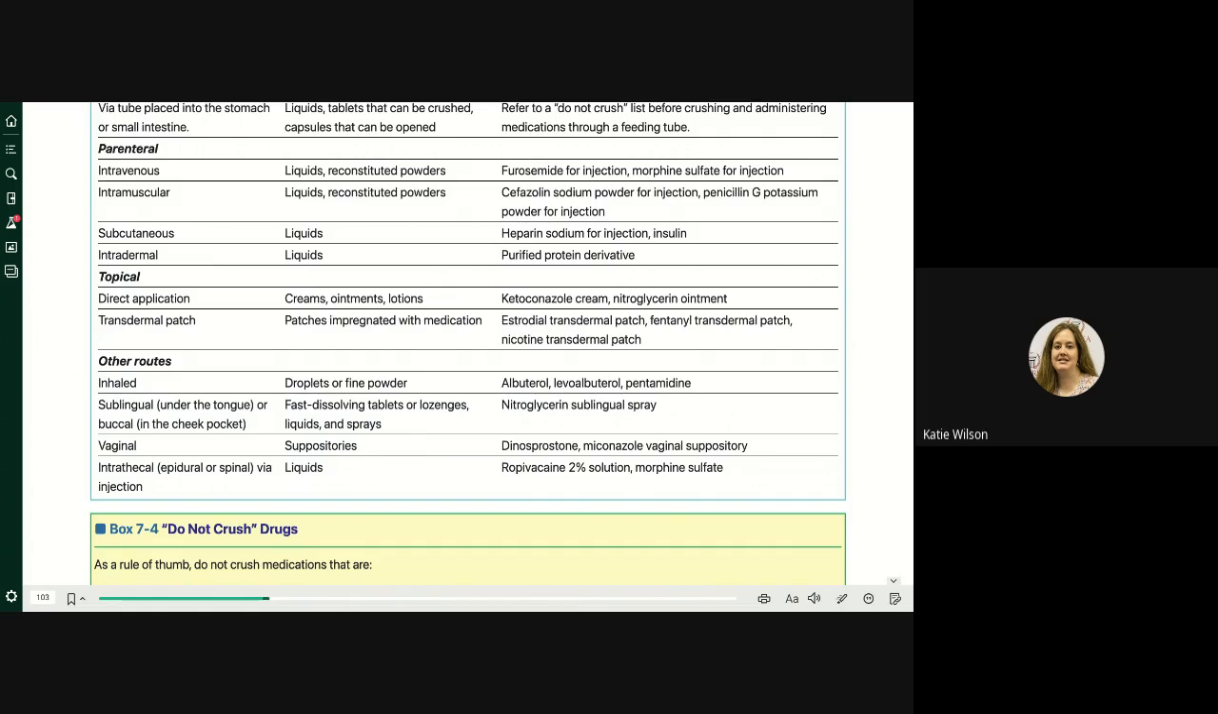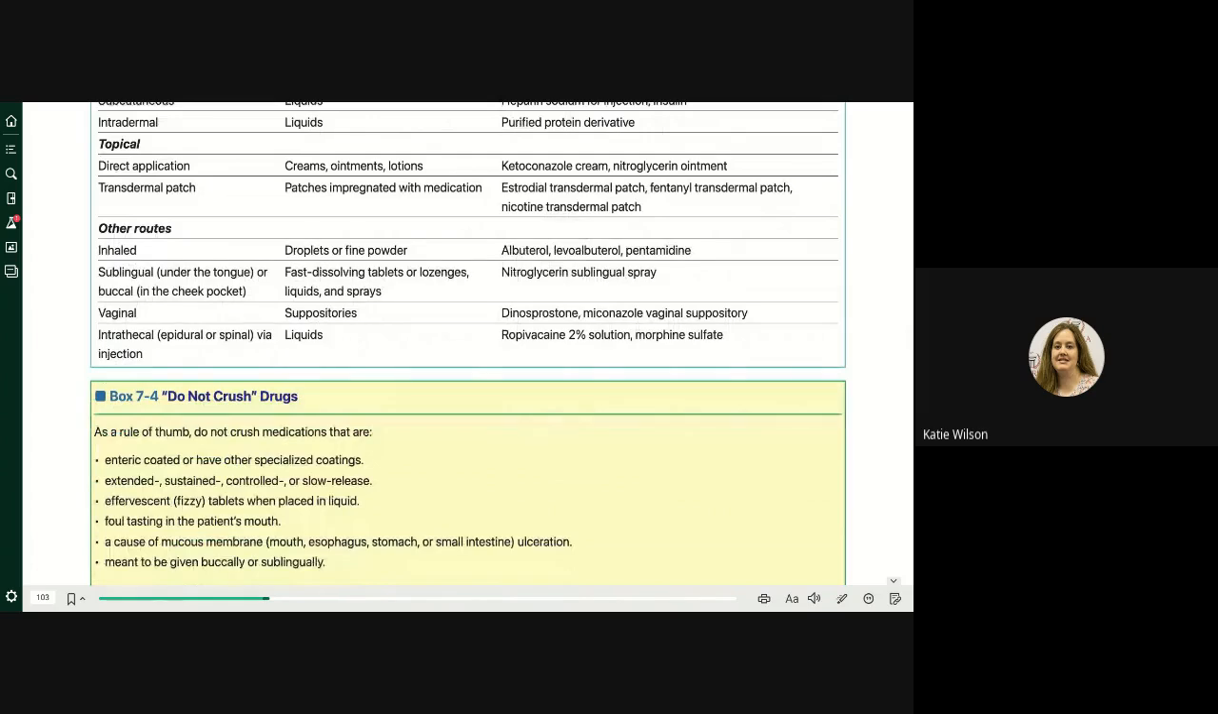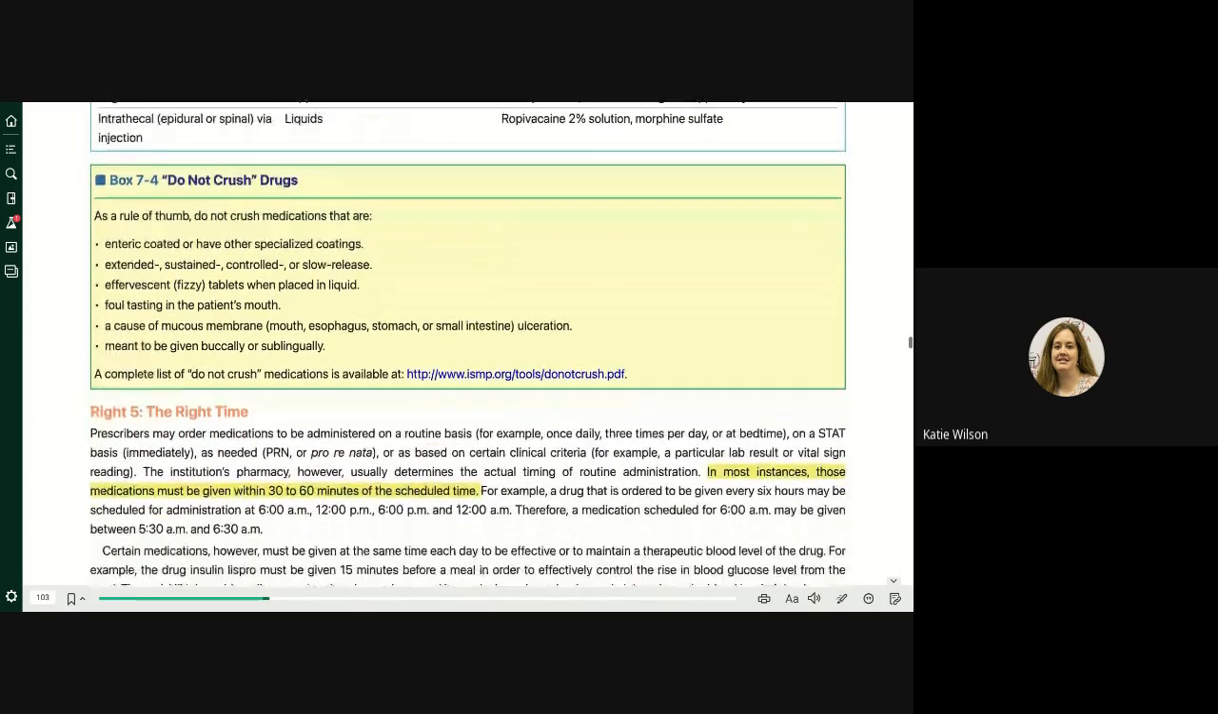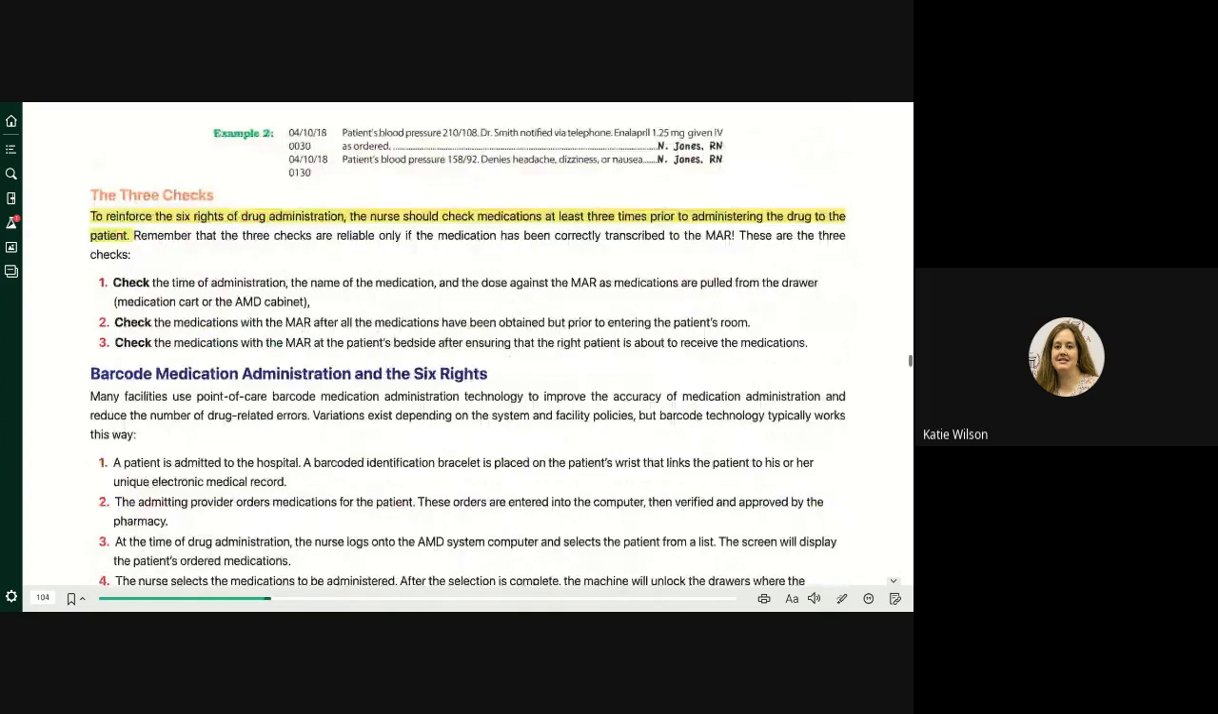Okay. Topical is basically on top of the skin. So by direct applications with creams, ointments, and lotions, or you might have patches that are impregnated with medication. Okay. So nicotine patch, for an example. Other routes, inhaled droplets or fine powder, such as an albuterol inhaler for asthma, sublingual, and I mentioned vaginal already, and then intrathecal, which would be an epidural or spinal injection. So several different types of routes of medication administration.